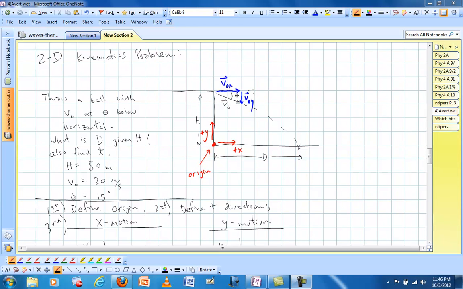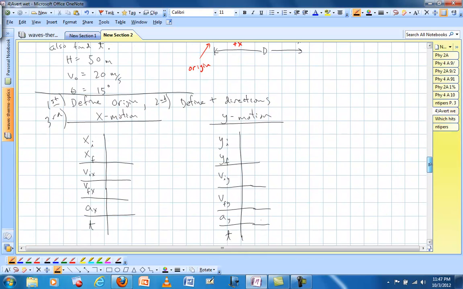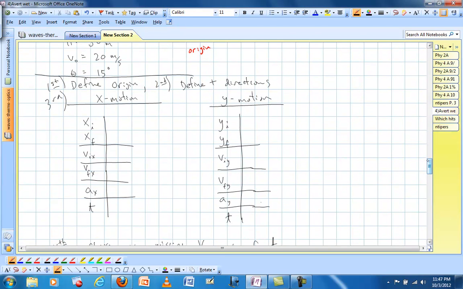So the first thing you should always do is define your origin. And the second thing, define the positive directions. I've done that in red. I've also filled in with blue the x and y components of the initial velocity. And then the third thing I always do is filling in this little chart. Position, velocity, initial and final, acceleration and time. These 5 parameters that define the motion.